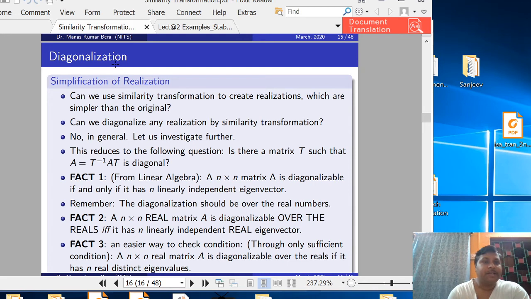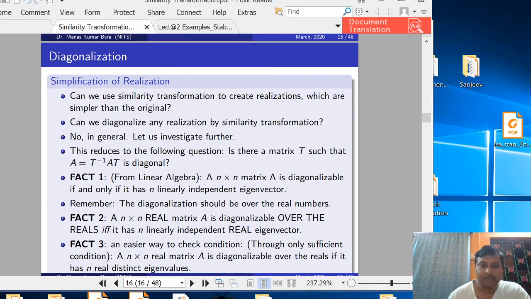So this reduces to the following question: is there a matrix T such that A bar, sorry, here it will be A bar, it was a mistake, A bar will be equal to T inverse AT, and is diagonal? Can we build a T matrix such that A bar will be equal to T inverse AT?